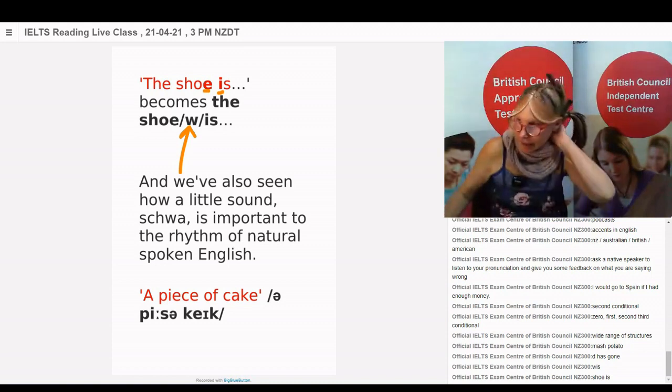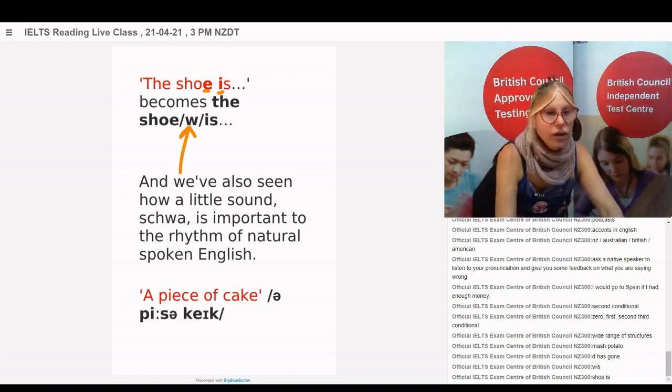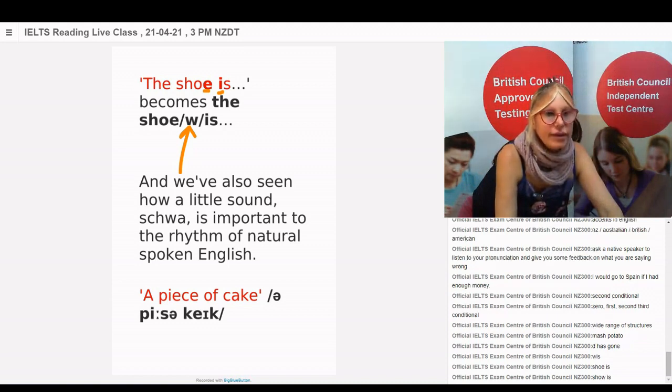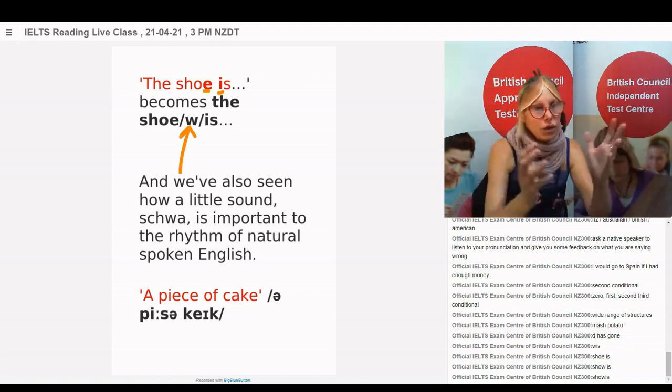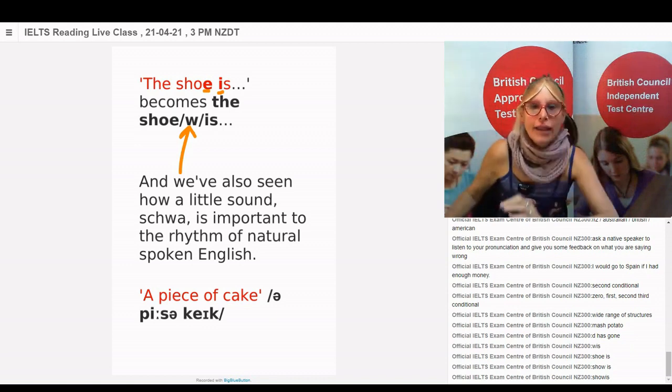Does that make sense? Another example, although it's not a vowel, would be the showers. And that then becomes the show whiz, not show is. So we push them together, we bump them together, and they sound different.